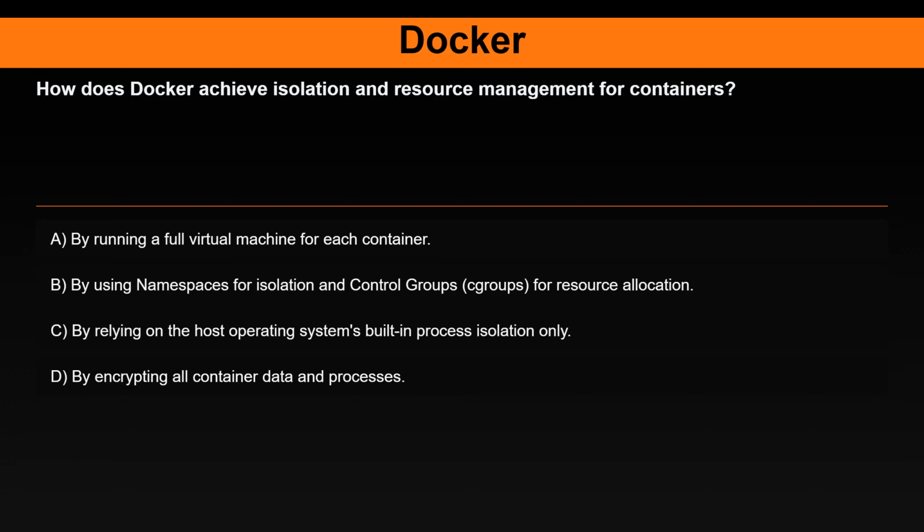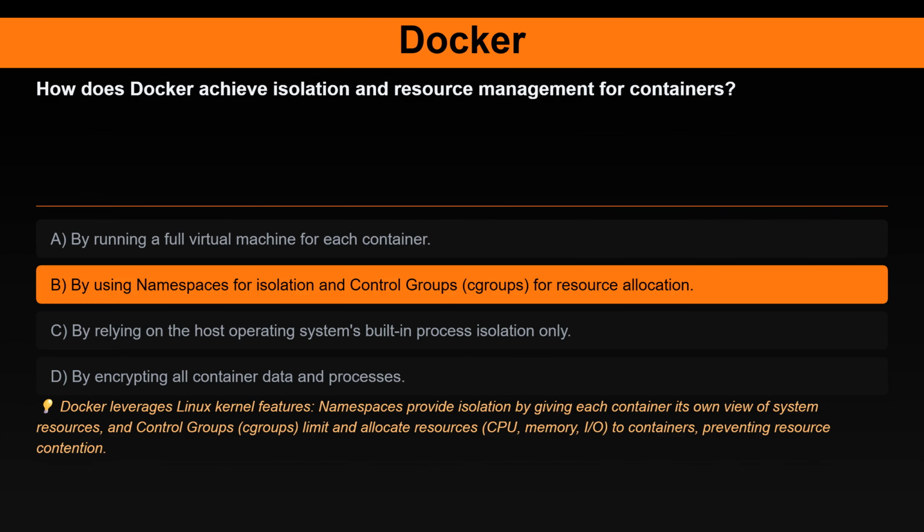Question 6. How does Docker achieve isolation and resource management for containers? Option A. By running a full virtual machine for each container. Option B. By using namespaces for isolation and control groups, C groups, for resource allocation. Option C. By relying on the host operating system's built-in process isolation only. Option D. By encrypting all container data and processes.